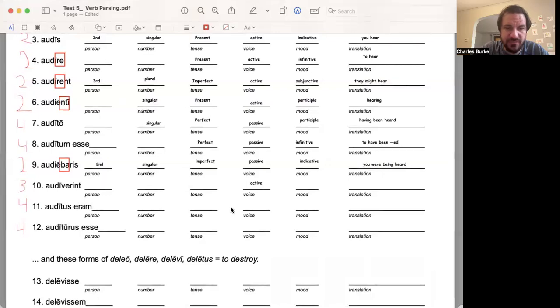All right. Now, is it perfect, pluperfect, or future perfect? There are actually two possible answers for this one. So I'm going to give you both. It can either be the perfect subjunctive or the future perfect indicative. Both of those are valid options here. You can't tell the difference. We're going to call it third person plural because of that NT ending.